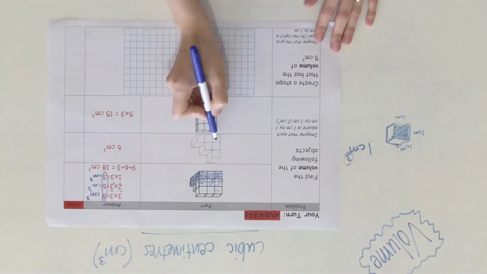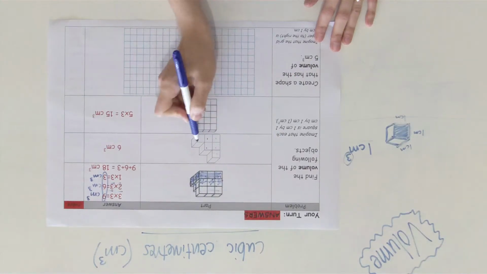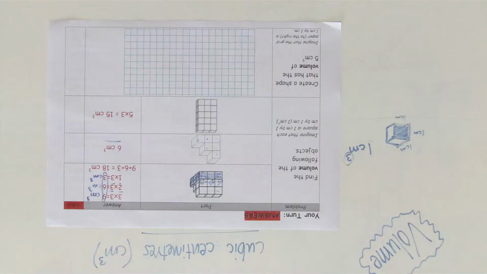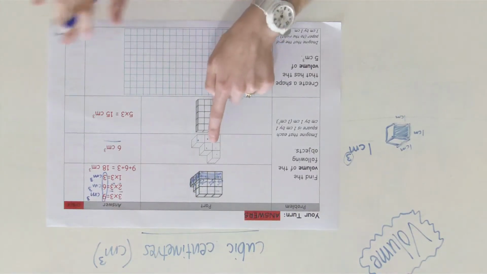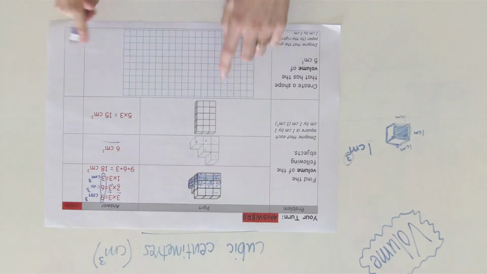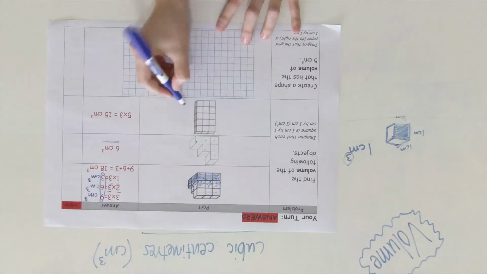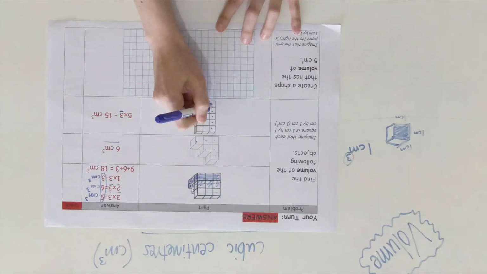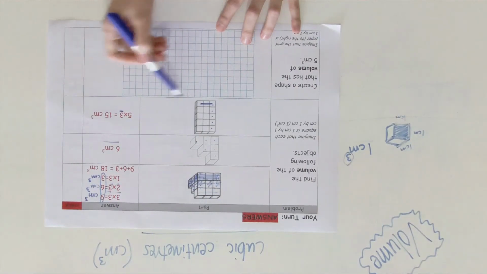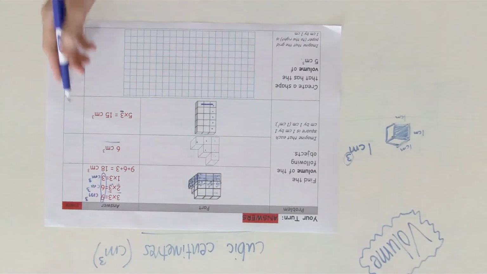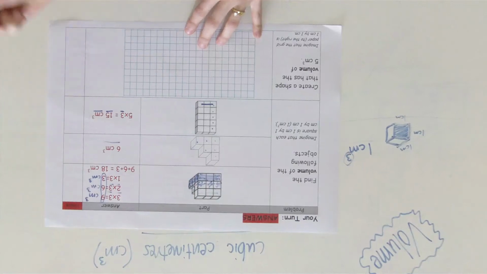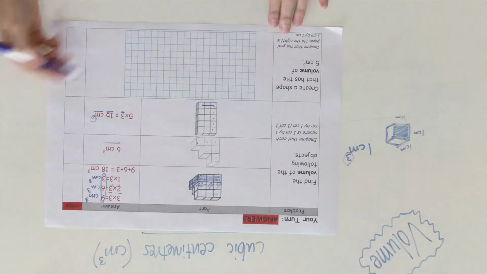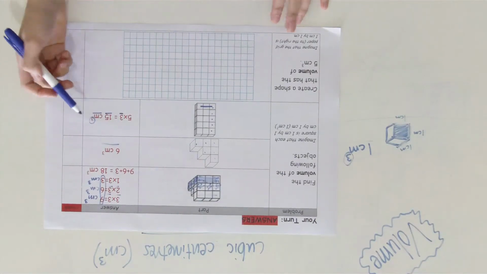For this one here, we've got 1, 2, 3, 4, 5, 6 cubes, or 6 cubic centimeters of volume for that one there. And this one here, we've got 1, 2, 3, and then 1, 2, 3, 4, 5. So 3 times 5, because there's 3 lots of 5 cubes, so it's 15 cubic centimeters. Don't forget that 3 to show that it is cubic centimeters.